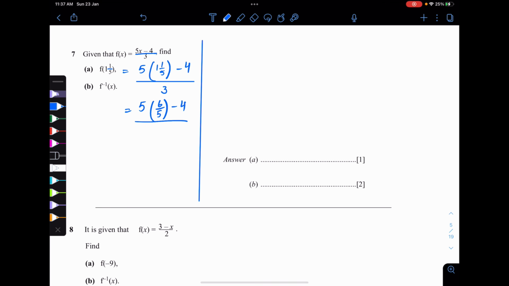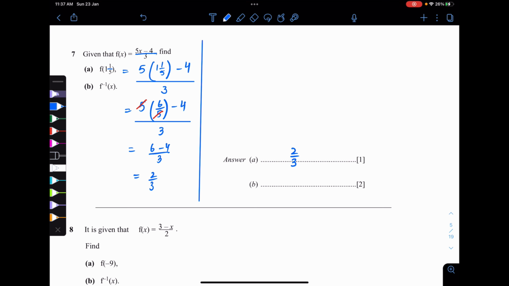minus 4 over 3. And let's cancel out the 5s over here. And you will have 6 minus 4. And your final answer is going to be 2 upon 3.